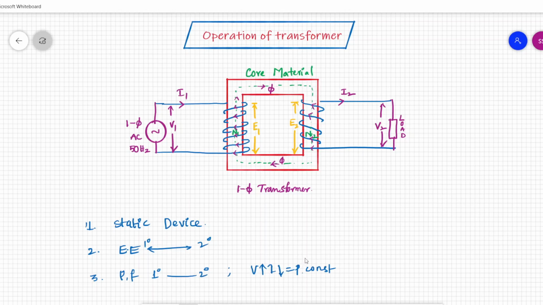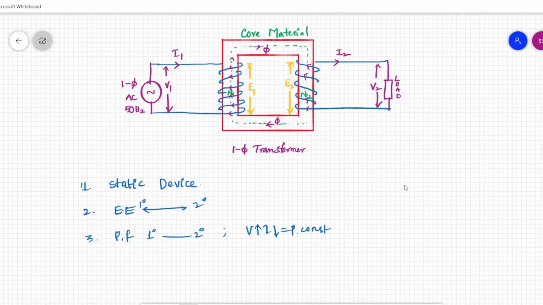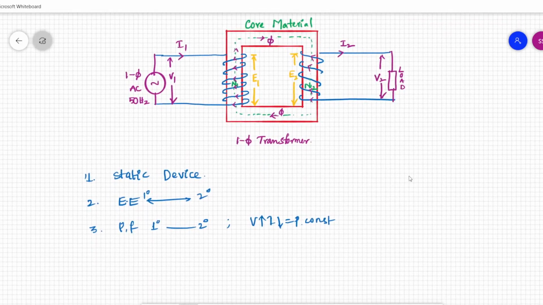I have already told you the transformer is excited with an AC supply. Here we have given a single phase AC supply of 50 Hz frequency to the primary side of the transformer. This is the primary side, and the other side is the secondary. The primary is excited with the AC supply. As it is a closed circuit, there will be a flow of current in the primary. I1 is the current flowing through the primary, and this current will flow through the winding.